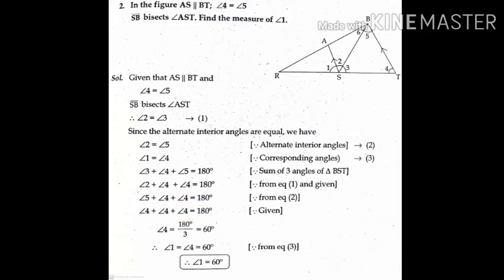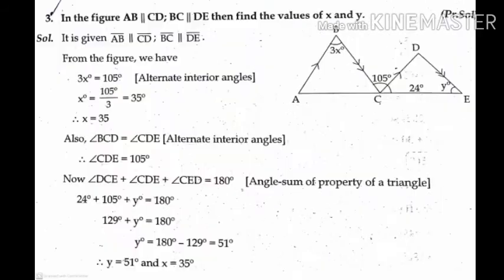Angle 4 is equal to 180 degree by 3. After cancellation, we get 60 degree. Therefore, angle 1 is equal to angle 4 is equal to 60 degree from equation 3. Therefore, angle 1 is equal to 60 degree.